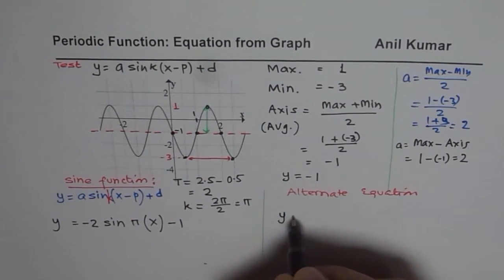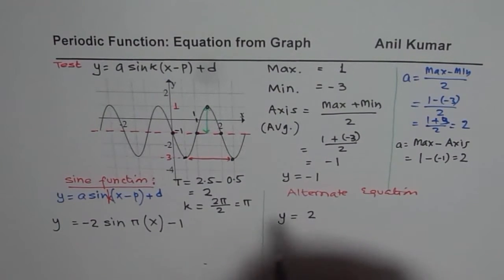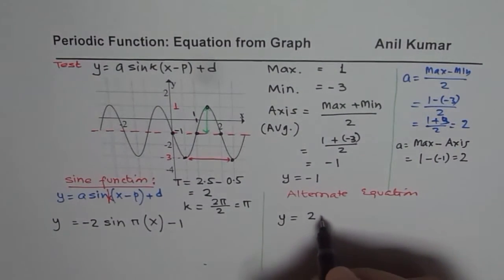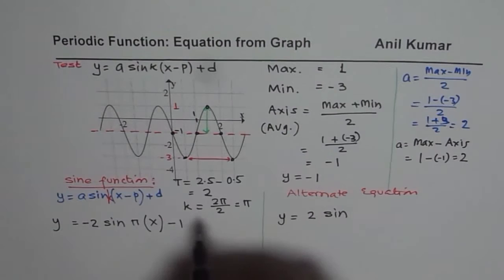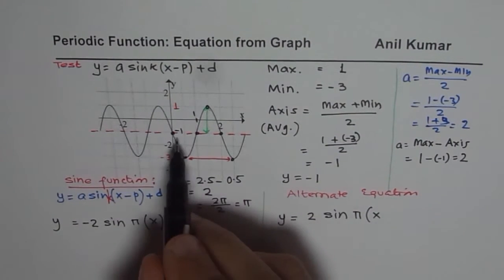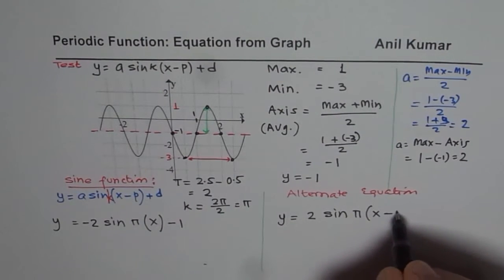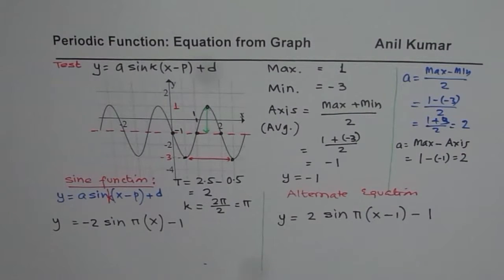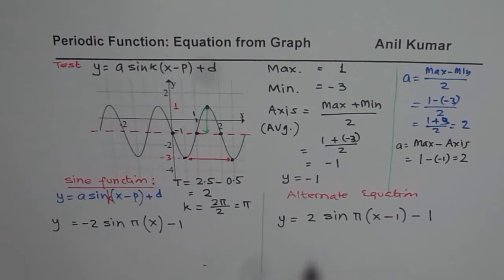So I could write this equation as y equals 2, which is the amplitude, since the amplitude is twice. So 2 sine, and the K value remains the same, which is pi. However, there's a phase shift. It moved 1 unit to the right, so x minus 1, then minus 1. So that becomes an alternate equation for the same graph, right? So that is how we can write two different equations, both in sine, for the given graph, correct? That is how we should be doing it.